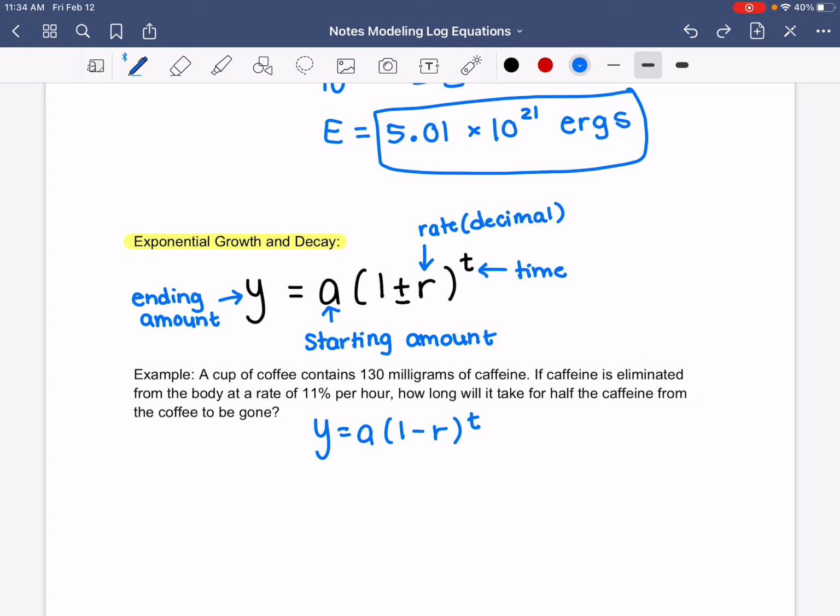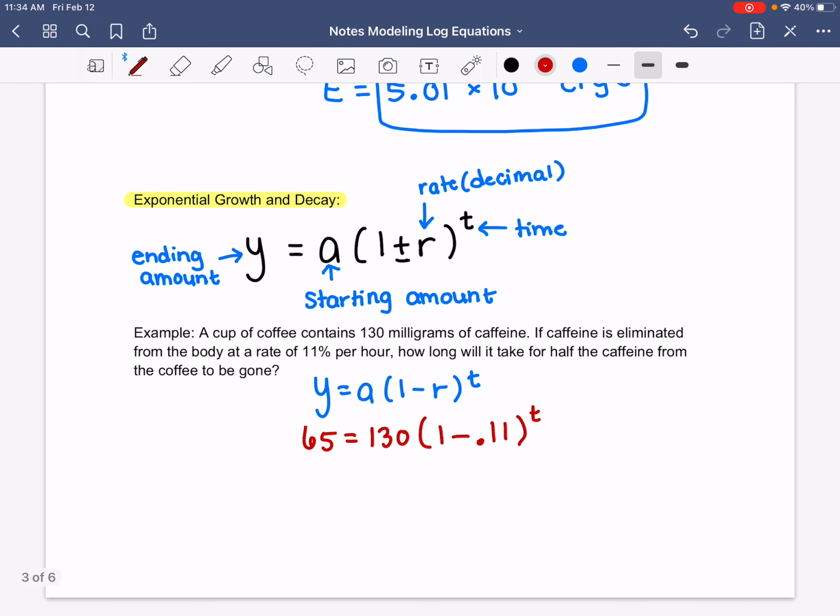So 1 minus r. All right, so y is our ending amount. It wants to know how long for half of the caffeine to be gone. Well, if the initial amount is 130, then for half of it to be gone means we end with 65. A is your initial amount, so we started with 130. 1 minus the rate at which it leaves is 11%. We want to write that as a decimal, so it's 0.11. And then t, how long will it take? T is what we're trying to find.